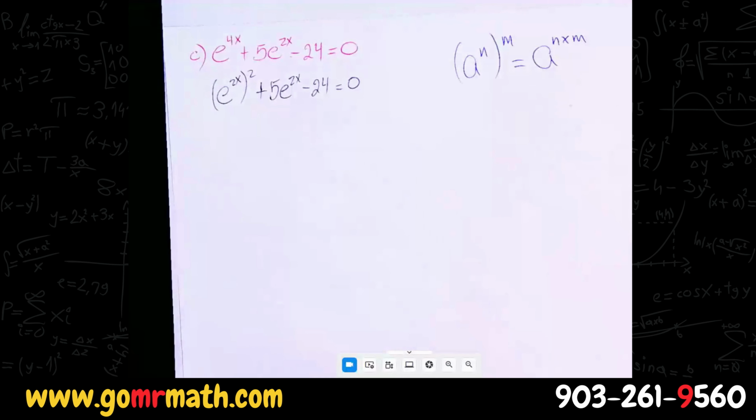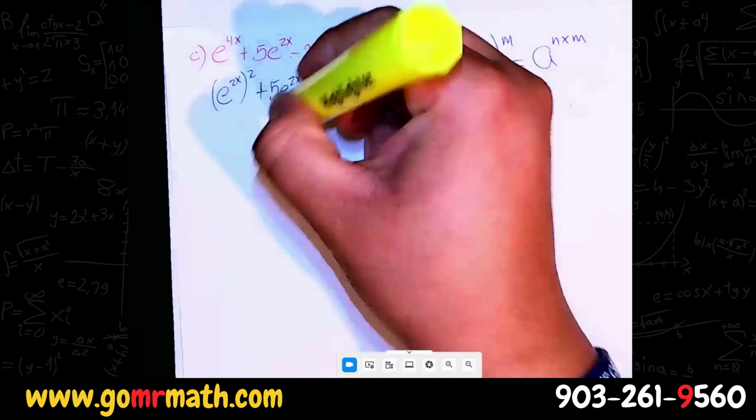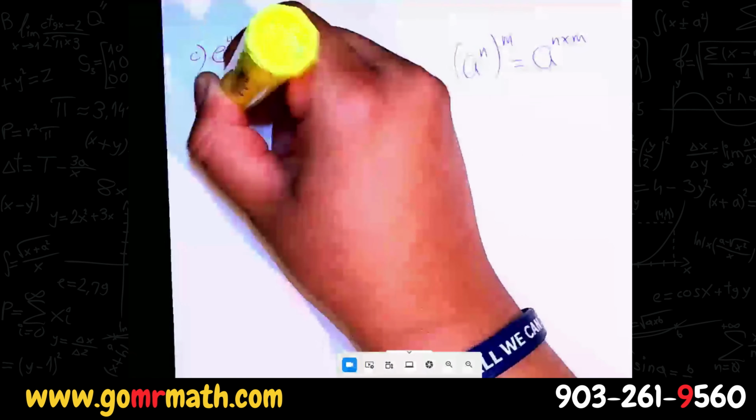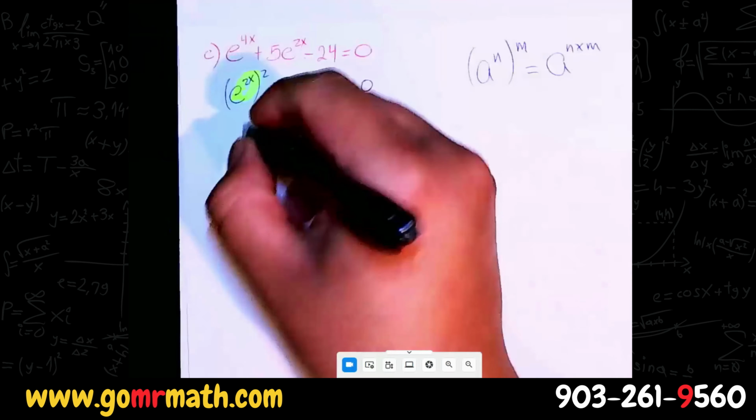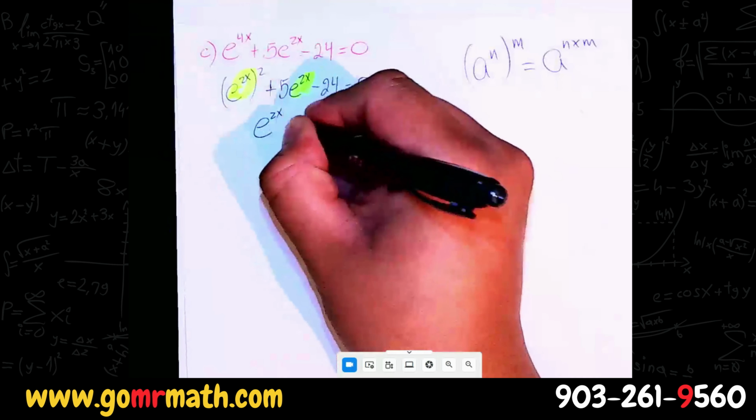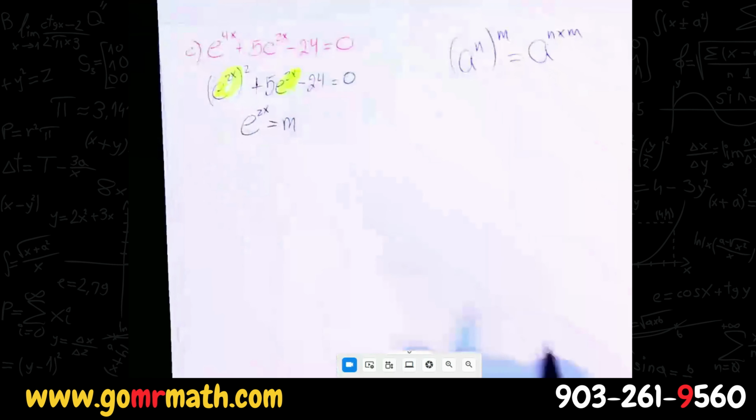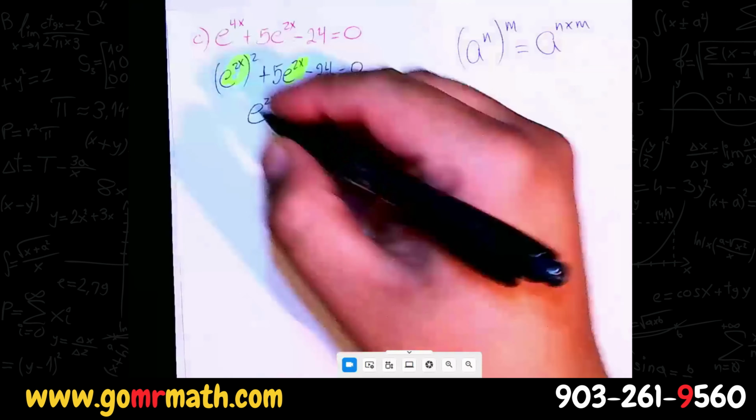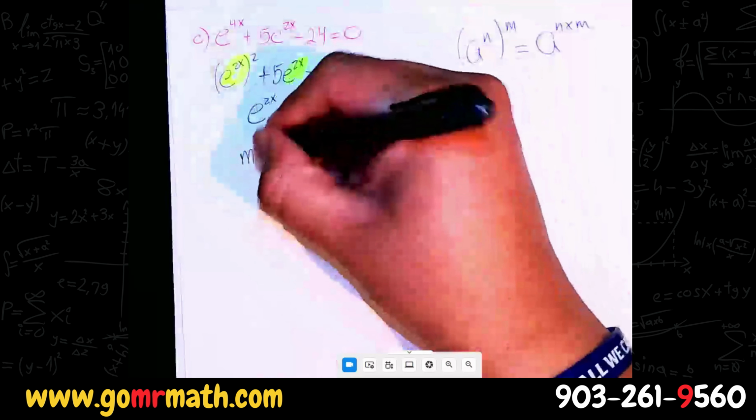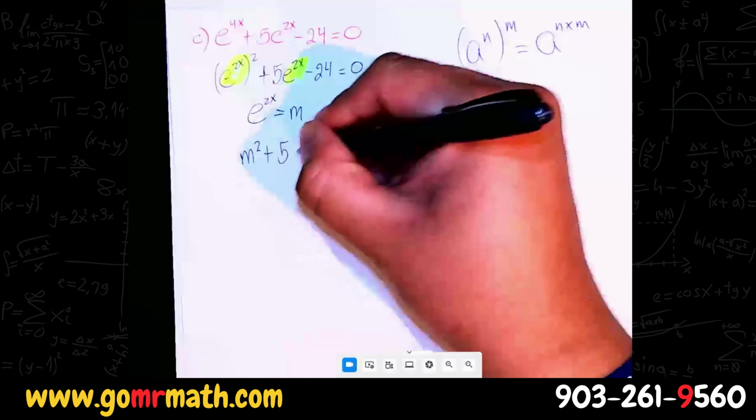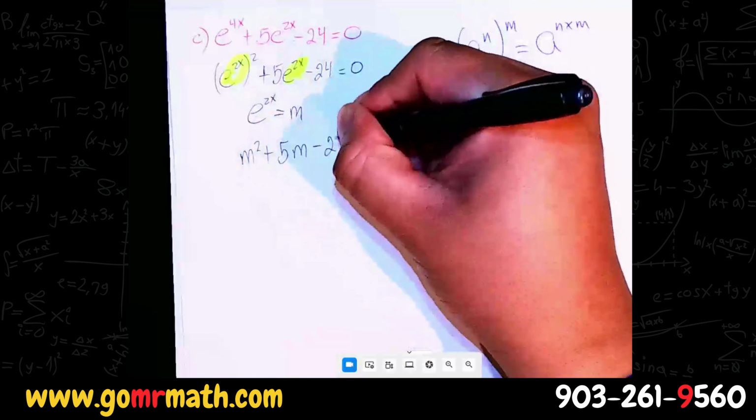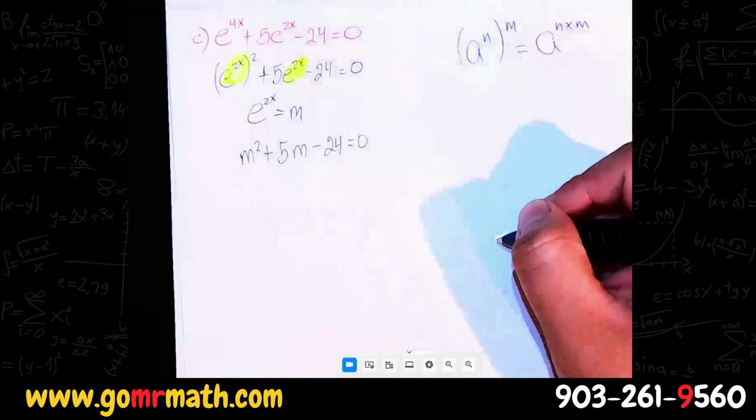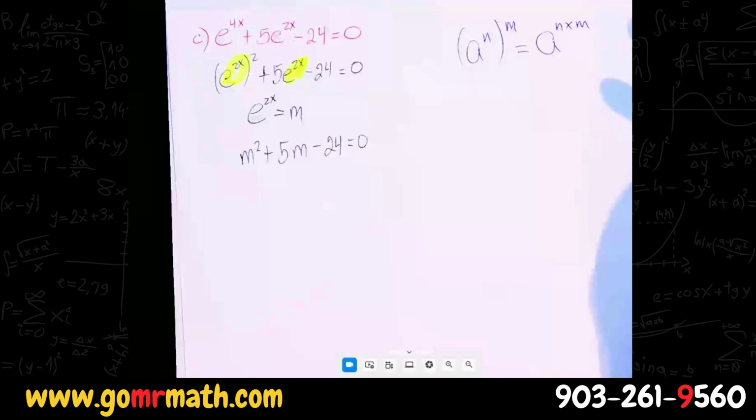Now let's replace. We see that e to the 2x is getting repeated on both terms of the algebraic equation. So let's say e to the 2x is equal to a variable m. I selected m. You can select any variable you want. So here you have m squared plus 5m minus 24 equals to 0. Now this is a quadratic equation, very simple.